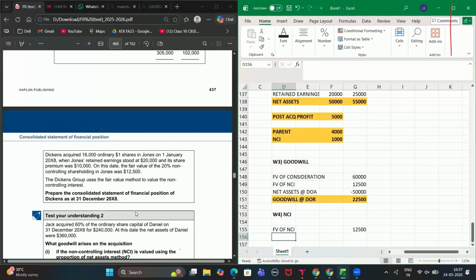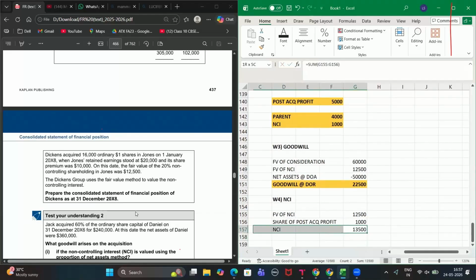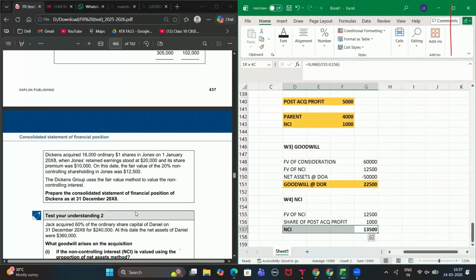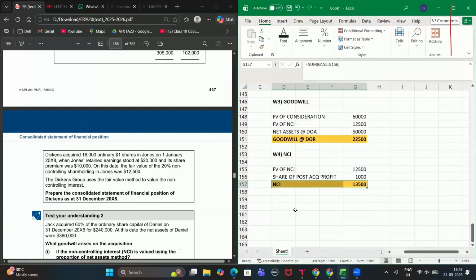What will we add next? Share of post acquisition profit. How much is it? It is 1,000. Okay. So what is the NCI's value? It's 13,500, right? Yes. 13,500. Is this clear? Is the NCI computation clear?